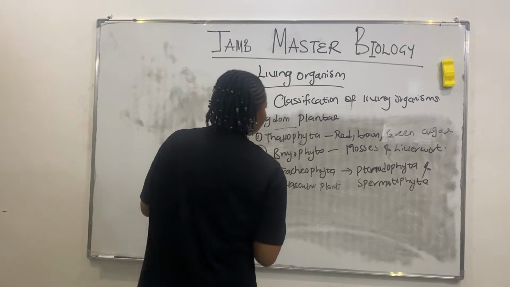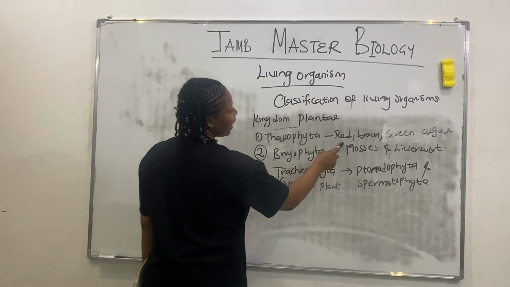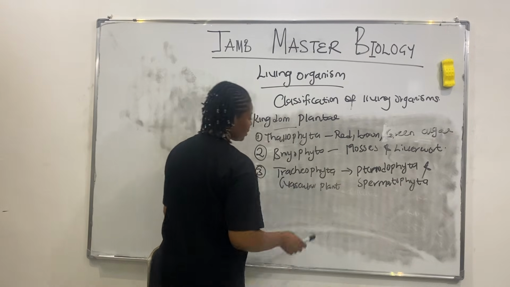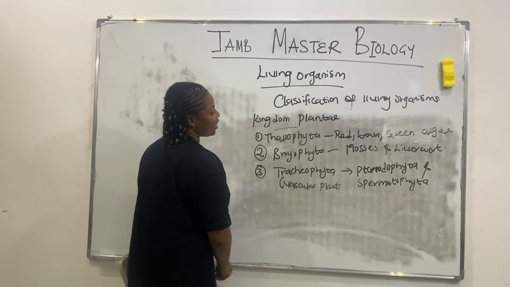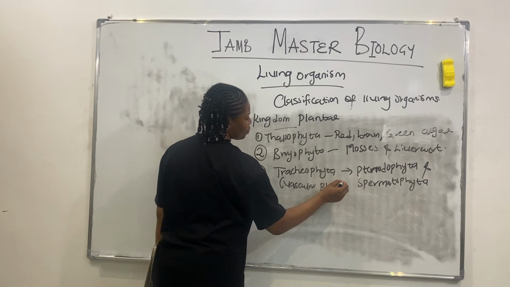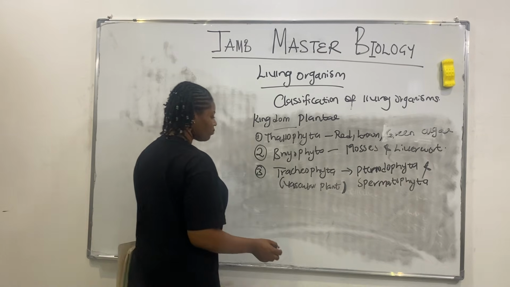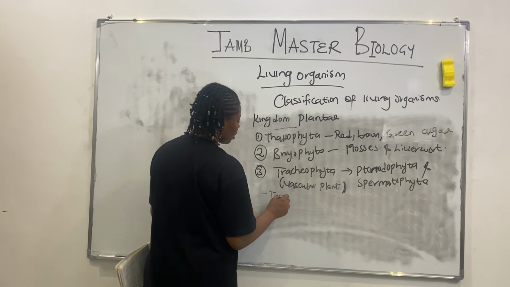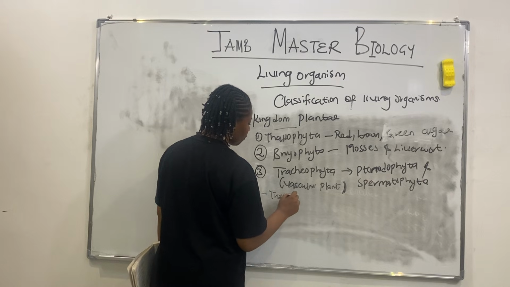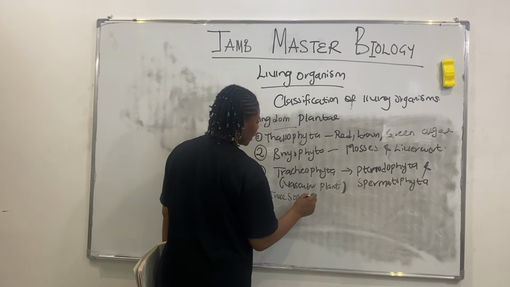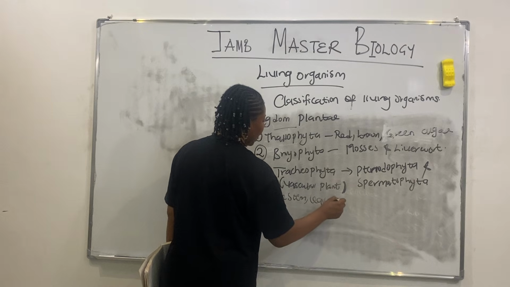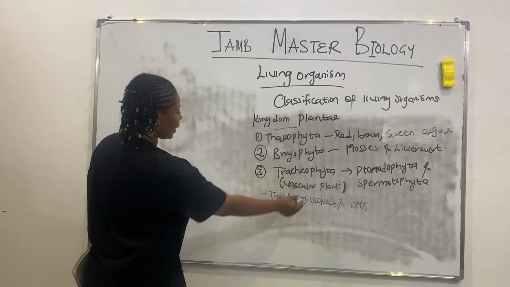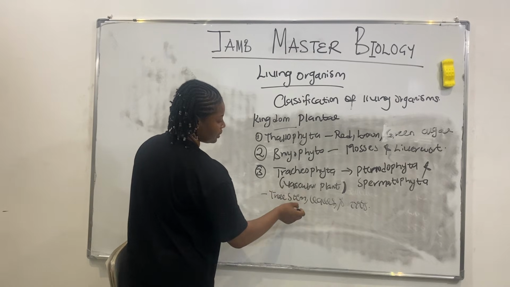So Thylophyta include red, brown, and green algae. Then the Bryophyta, we have mosses and liverworts. Then we have the Trichophyta, which are called vascular plants. They are called vascular plants because they are true plants. They have what we call true stem, leaves, and roots.